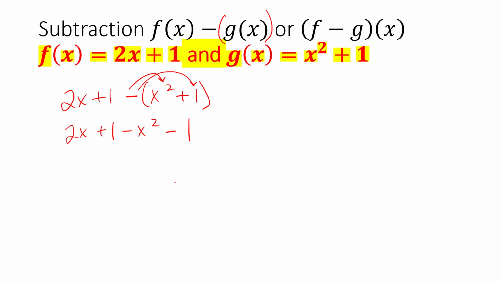And then now it comes down to writing in decreasing power and combining like terms. Does negative x squared have a friend? No. So it's just negative x squared. Does 2x have a friend? No. And what happens to a positive 1 and a negative 1? They cancel out. They equal 0. So that means my final answer is negative x squared plus 2x.